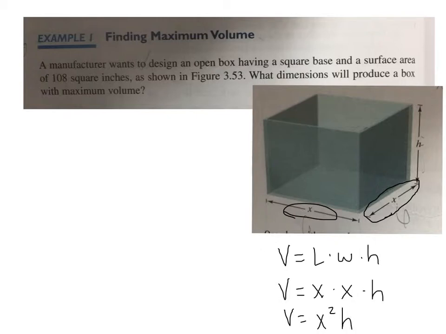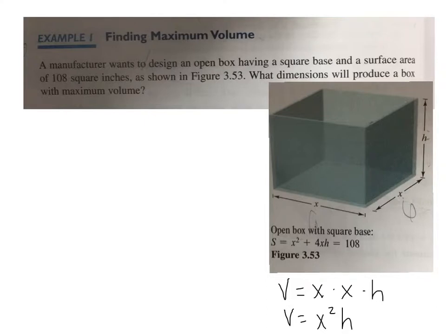Okay. Now the problem is this has how many variables? 2. The volume's not really, I mean, yeah, it has 3, but in the part that we're going to take the derivative of, there's 2 variables right here. X and what? H. And so what we need to do is now we need to look at the equation in terms of surface area.